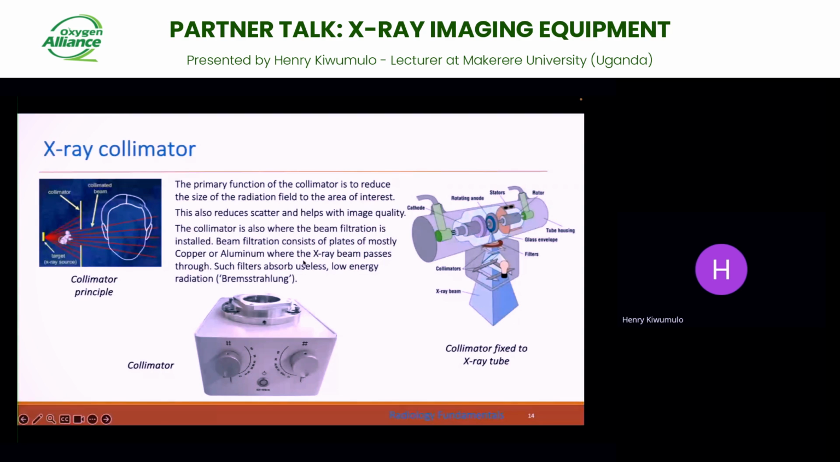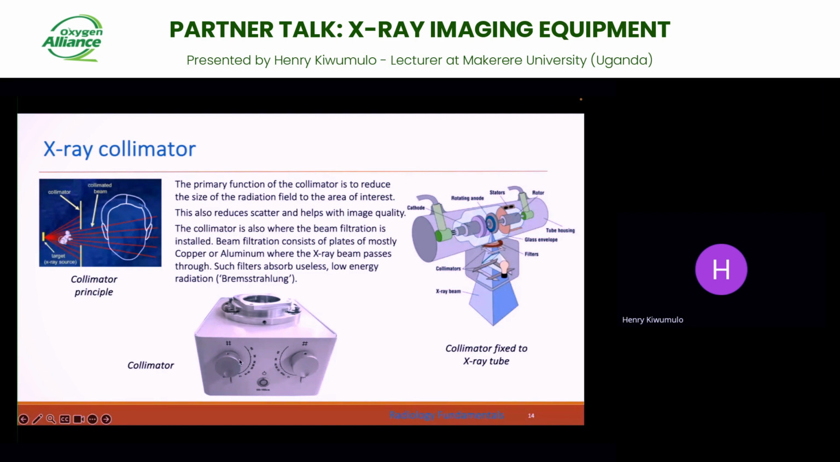And the collimator is also where the beam filtration is installed. This beam filtration consists of plates, which are mainly copper and aluminum, where the X-ray beam passes. So as you can see, it just confines the beam to the area of interest. And it's always attached to the tube. And of course, the tube is the one that generates these X-rays.